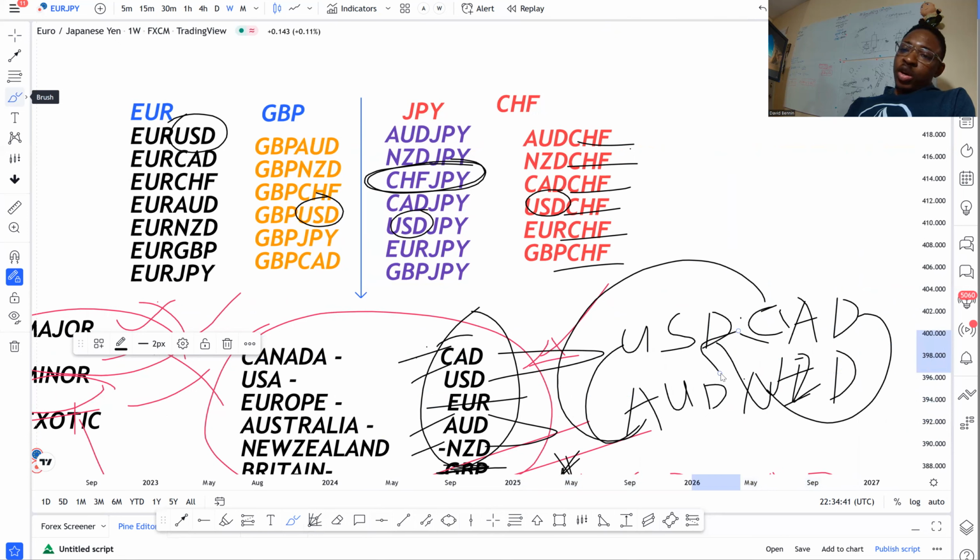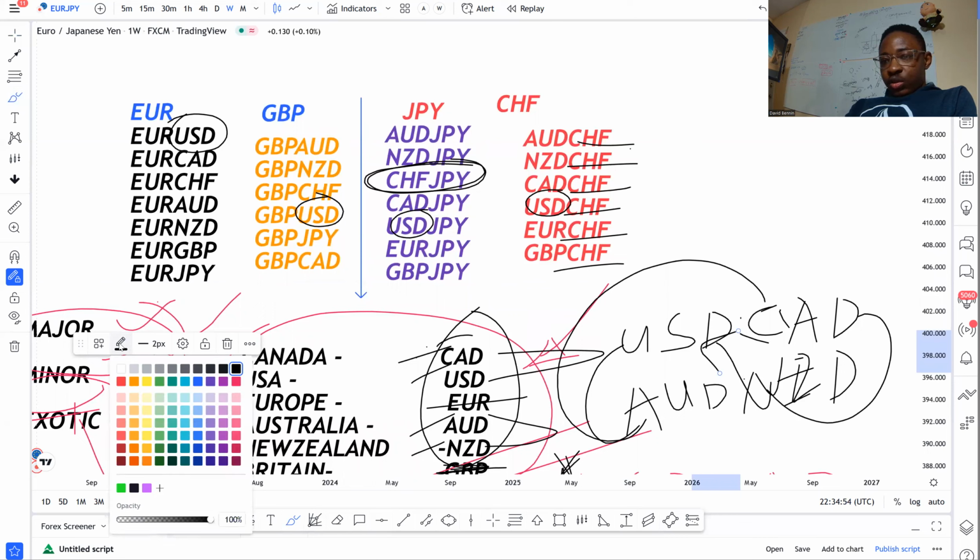So when you do all this pairing, it is called a major or minor pair. But at the beginning, I said that we are going to look at which ones are the major and then the minor ones. So any of the currency pairs that have the US dollar in them is referred to as a major currency pair.